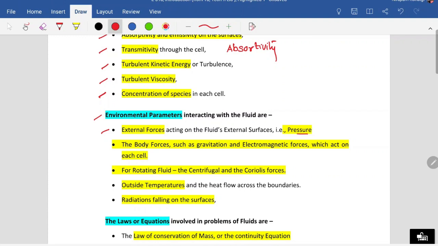But at the boundary also there is a pressure difference with the environment. The environment will also apply force inside or outside. I mean, it could be either way depending upon the pressure difference. Then body forces. Body forces are the forces which apply on the cell due to its volume or its content or mass. So they are forces like gravitation and electromagnetic forces which act on each cell.